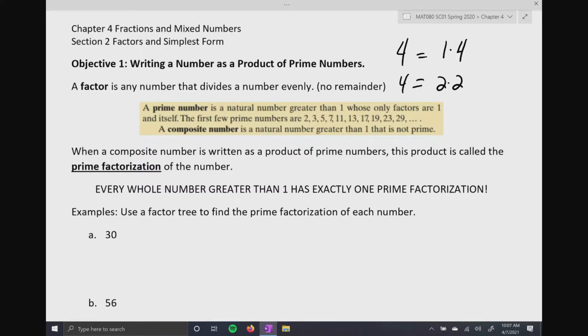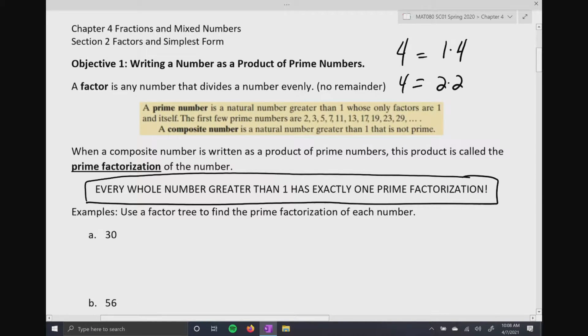Now, prime numbers are extremely important for us when we're talking about fractions, because we can use prime numbers to help us simplify things. And here's how we can do that. I put it in all caps. Every whole number greater than 1 has exactly one prime factorization. Okay? Now, what does that mean?